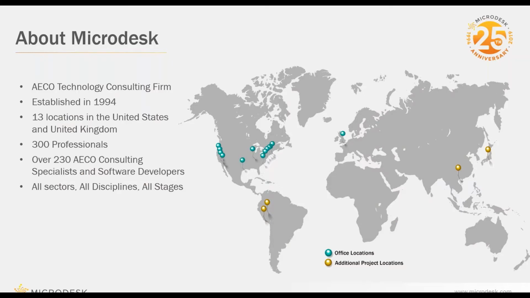That's a little bit about Microdesk. We're an AECO technology consulting firm. Basically, we've been around since '94. We have 13 locations across the US and the UK, and our team is almost 300 people now. And that is people who have backgrounds in construction, engineering, architecture, design. So we've actually worked in the field and understand the trade. It's not just for specialists with tools or software.